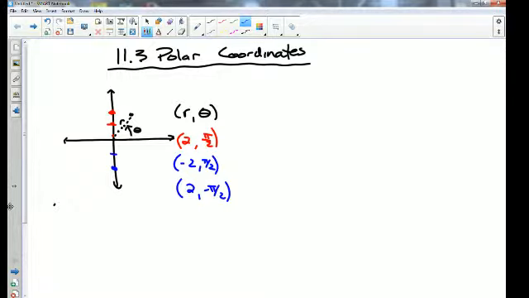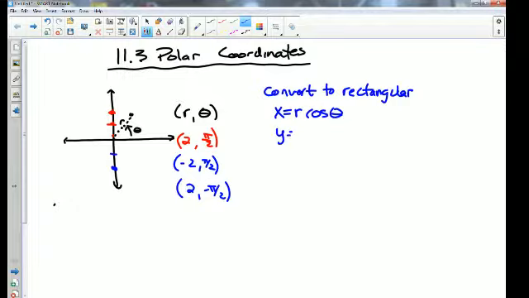If you want to convert to the rectangular grid like we're used to, x is r cosine theta, and y is? Yeah, you got it. Very logical, right? And that's based totally on the unit circle and having those right triangles there. It all meshes beautifully. That's why we say math is very elegant.